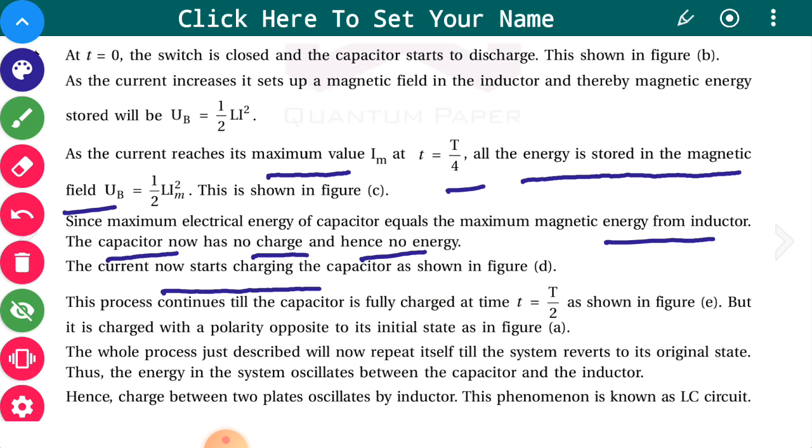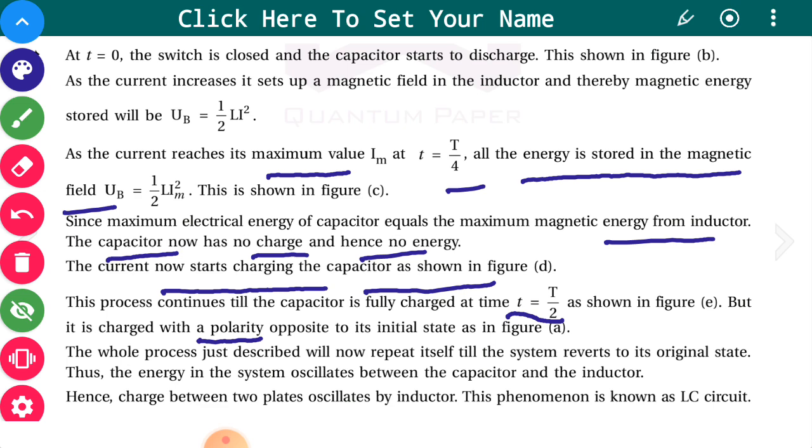The current now starts charging the capacitor. So what will happen? The charge on the capacitor increases. Then at T by 4 plus T by 4, that is T by 2, what will happen? The charge is totally with the capacitor but having the reverse polarity. The whole process just described will now repeat itself till the system reverts to its original state. Again, the charge will now come out from the opposite polarity plate to the original one.